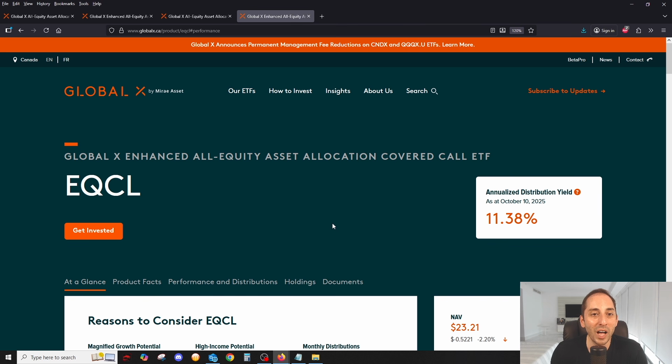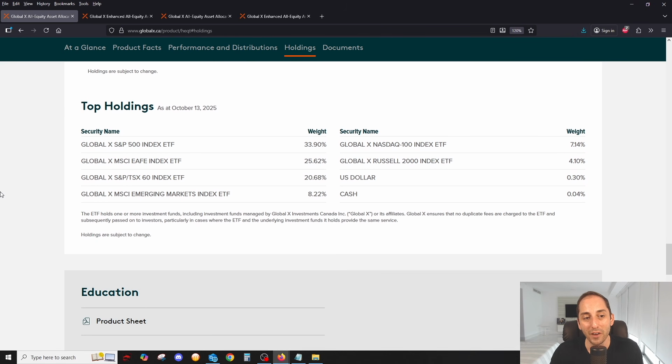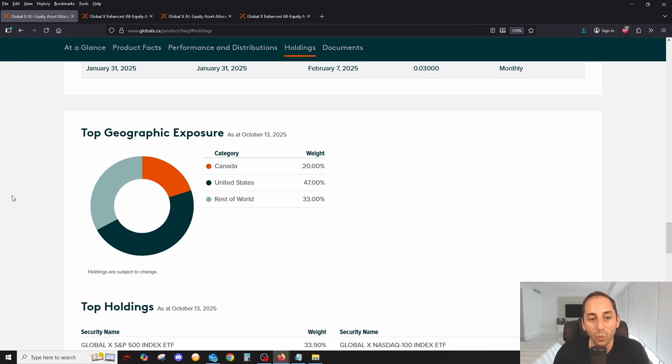So there you have it, everyone. 4 options by Global X Canada. All 4 of these ETFs are listed on the Canadian stock market. You could buy and sell them in Canadian dollars. All 4 of them are all equity asset allocation ETFs, which make up the 6 very big and popular indexes that we've learned about in the previous episodes. You have everything in one ETF.